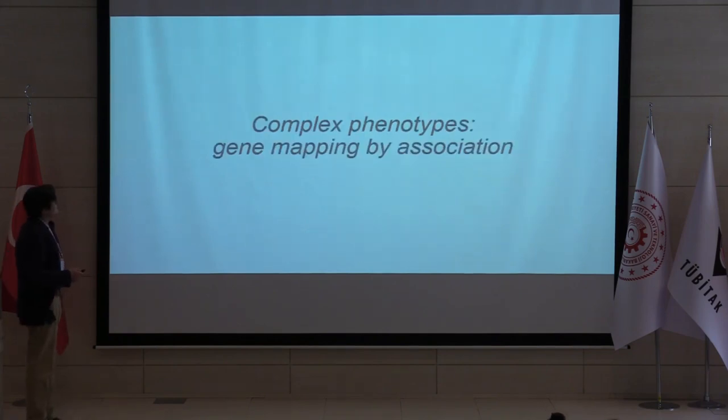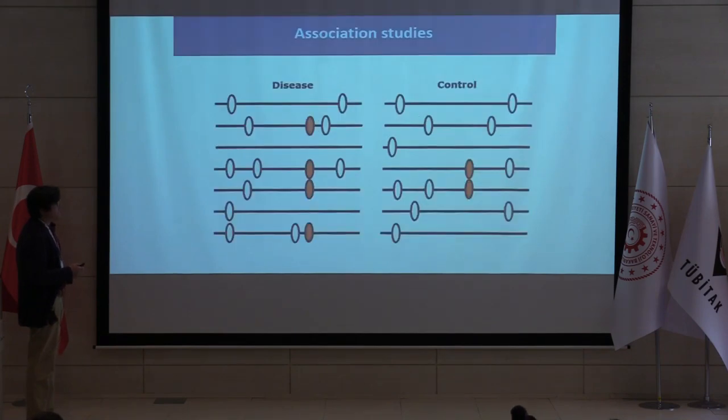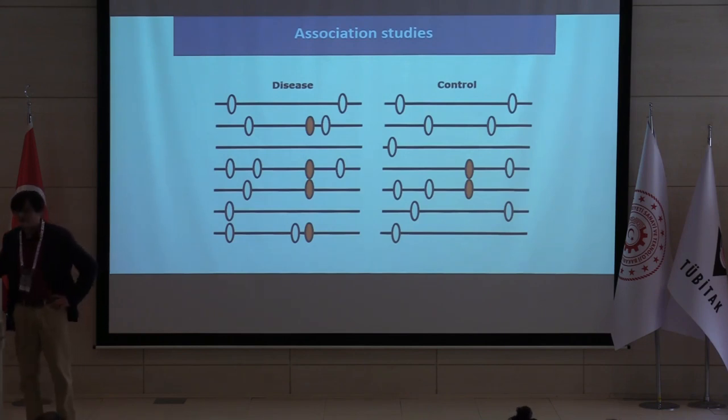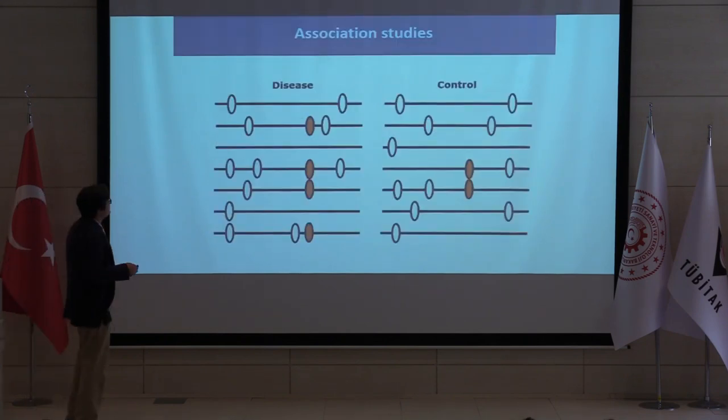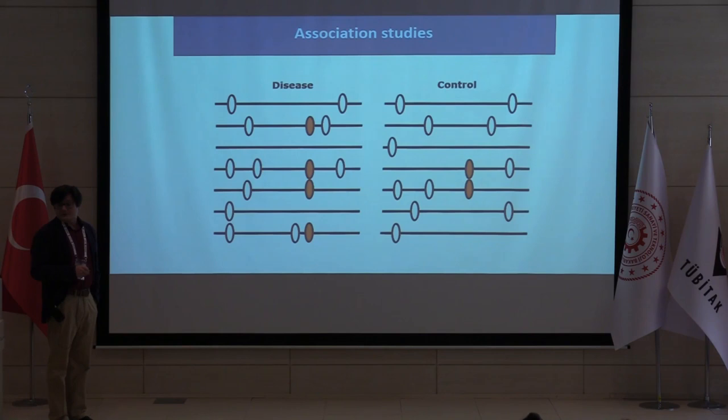Good. So I'll start with gene mapping by association. The conceptual idea of gene mapping by association is very simple. It's much simpler than classic linkage, much simpler than many other variants of gene mapping. So the idea is that if I have, for example, my disease cohort and I have controls, and I'm looking at certain variants, I can detect variants or alleles that are more common in one group versus the other. In this case, more common in the disease group than in controls. It's as simple as that, right?